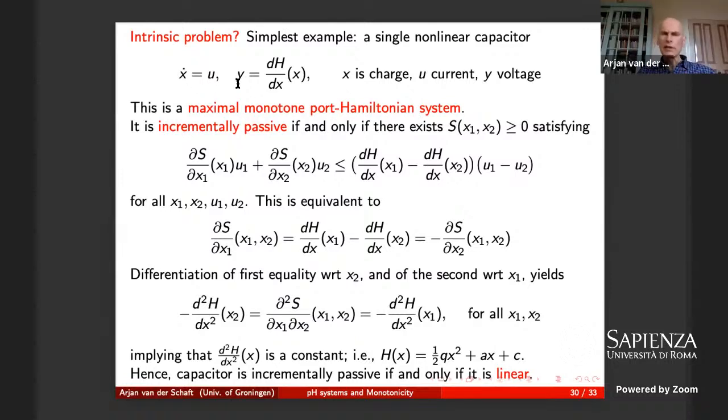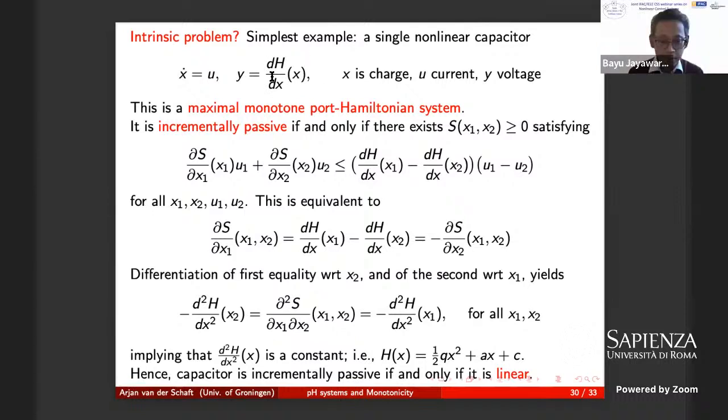Say a nonlinear capacitor, in the very simple case, is a maximal monotone port-Hamiltonian system, but in general it is not incrementally passive. In fact, it is only incrementally passive if the capacitor is just a linear capacitor, so that we have a linear equation over here. Yeah, clear. Okay, thanks, Arjan.